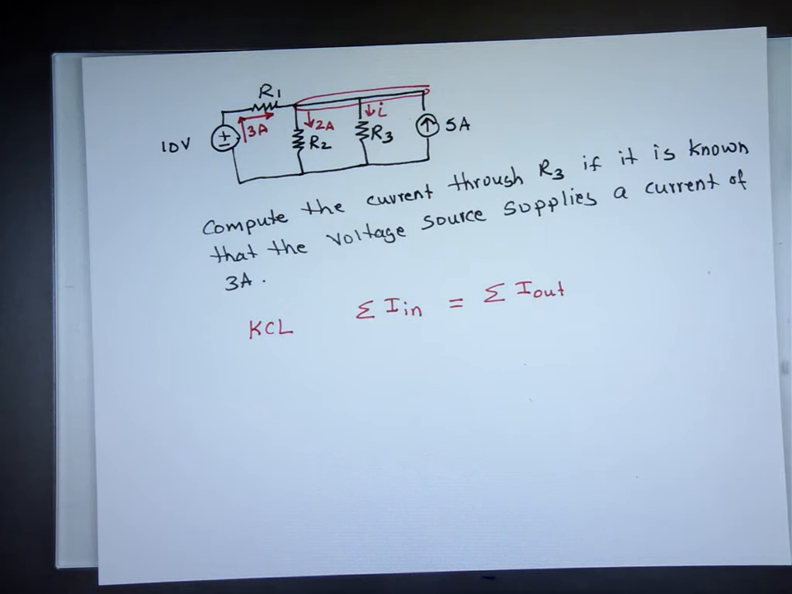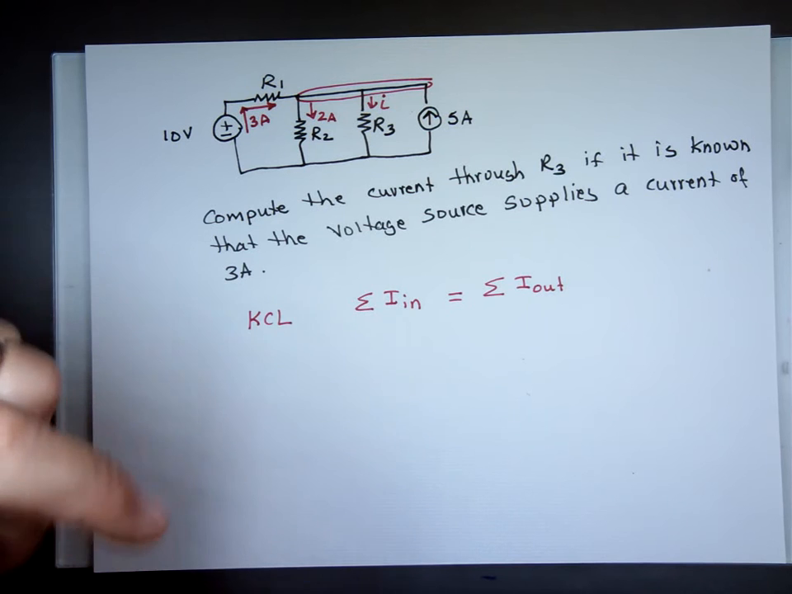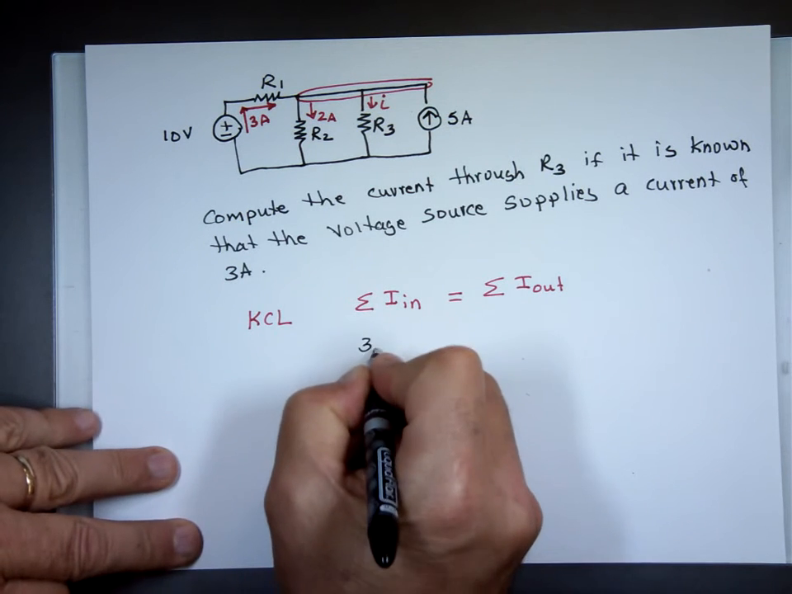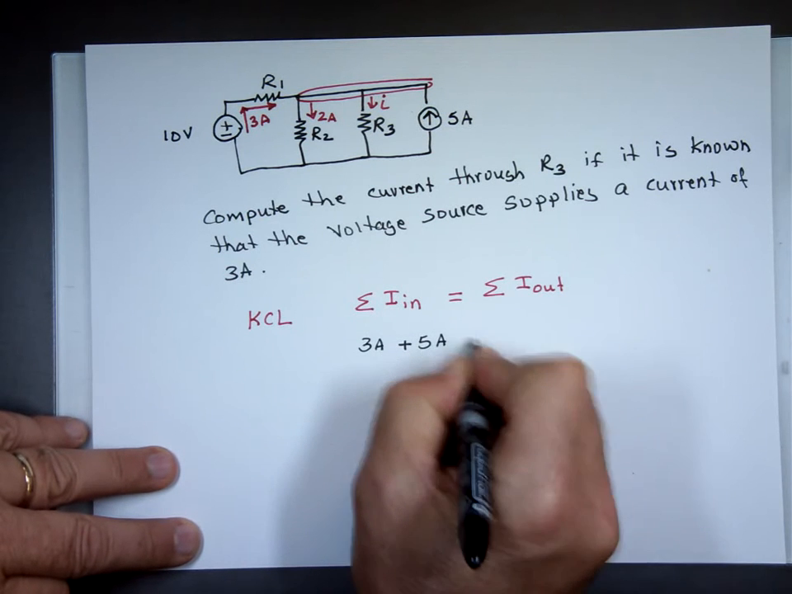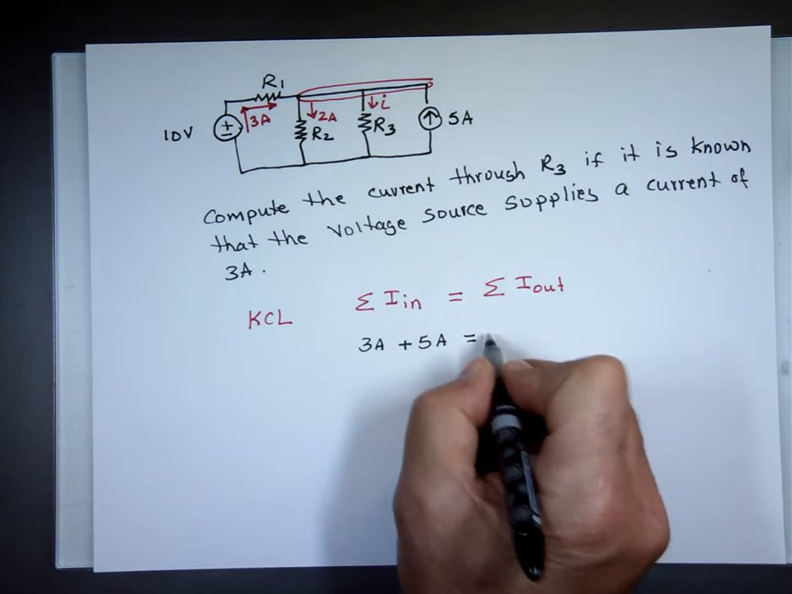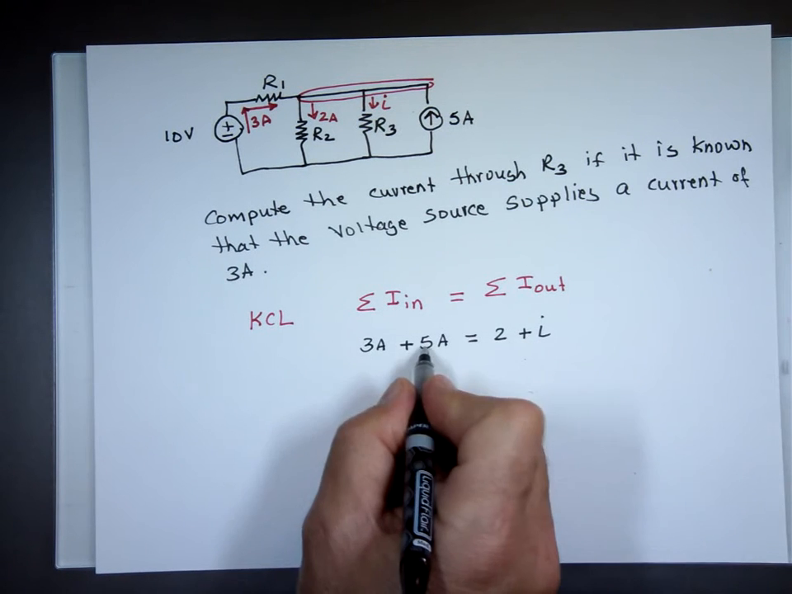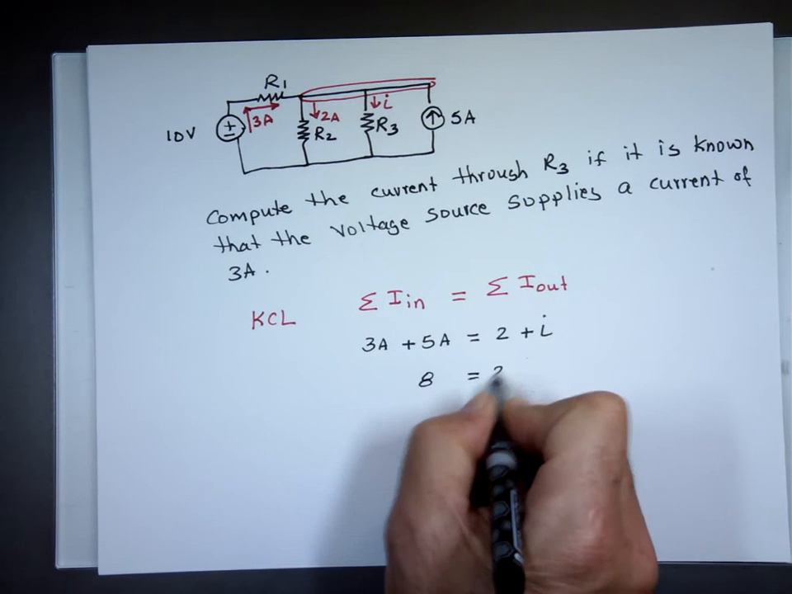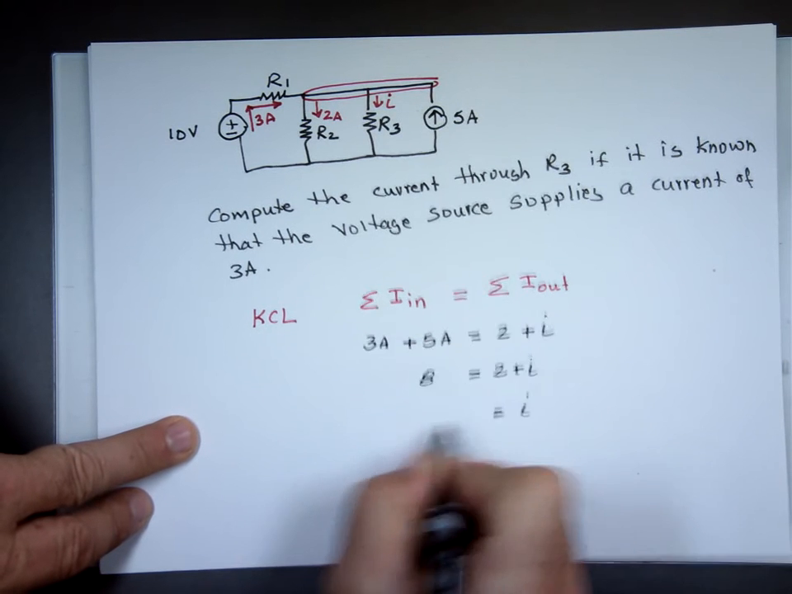What is going to that node? I see 3 amps going to that node. What else do you see going to that node? 5 amps, good. What's leaving that node? 2 and what? I. 3 and 5? Is that 8? Equals 2 plus I. And the current I is going to be what? 6 amps.